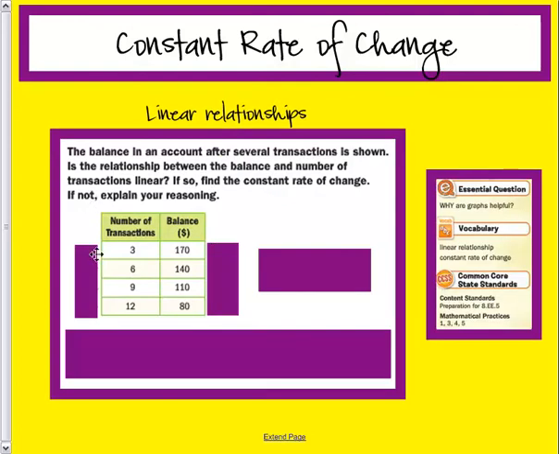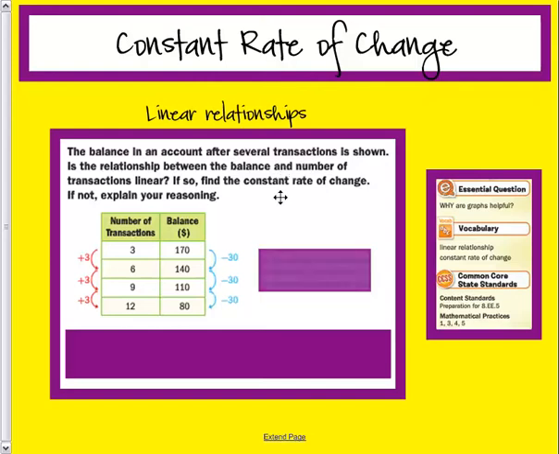Okay, so what about this one? The balance in an account after several transactions is what we see here. So if we look at each one, is this transaction linear? So from 3 to 6, what's going on? We have an increase of 3. And over here, what do we have? A decrease of 30. So every 3 transactions is decreasing $30.